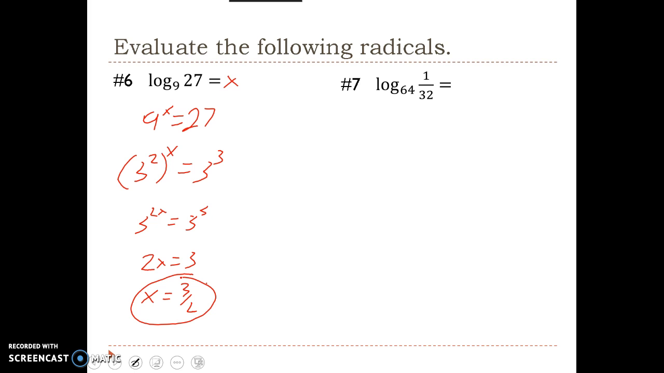Let's take a look at one more of these together. Again, I'm going to put an x here, and that's what I'm looking for. I'm looking for what this is equal to, which is x. And I'm going to write this as 64 to the x equals 1 over 32. So I'm going to change both of these. 64, I know, is the same thing as 2 to the 6th power, to the x. 32 is the same thing as 2 to the 5th power.